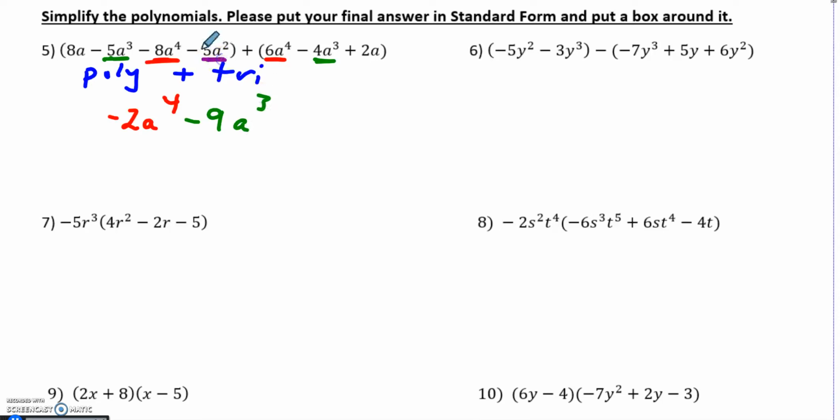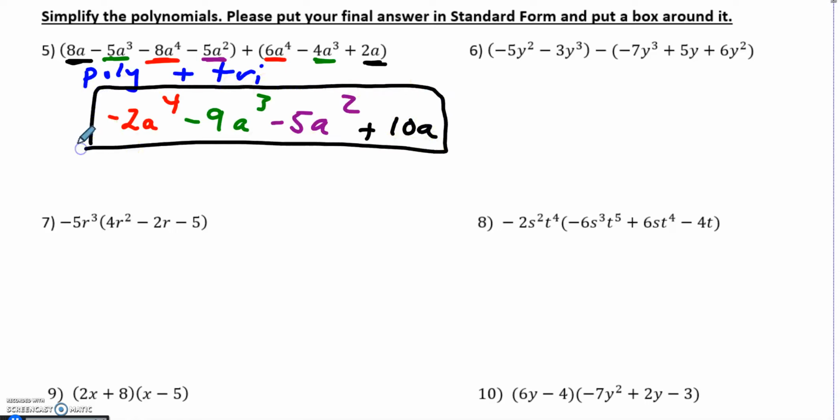I then have a negative 5a squared, but I do not have anything else to combine that with, so I would just write that next. And last but not least, I have an 8a and a 2a, which can combine to be 10a. So this is my final answer here, because I cannot combine any other terms because they are not like. They do not have the same exponent on the base of a.